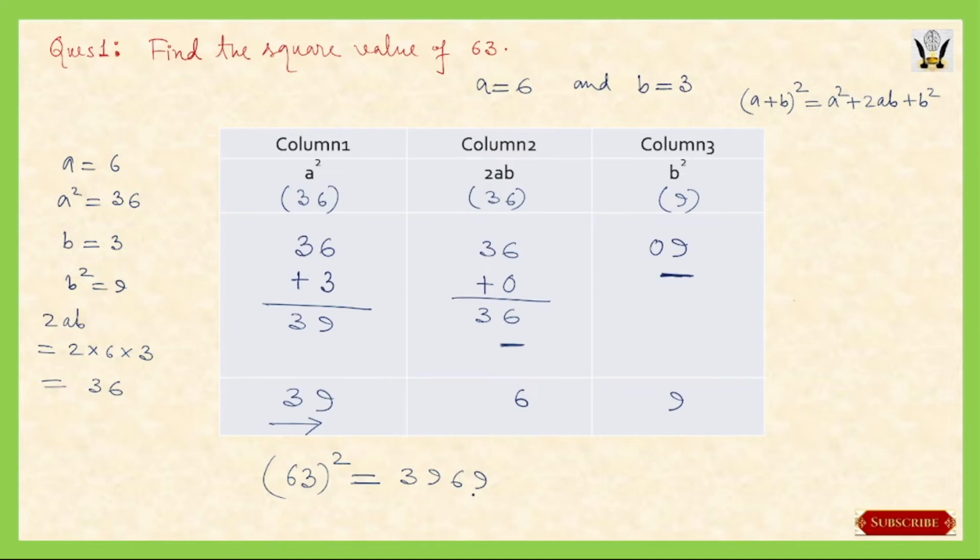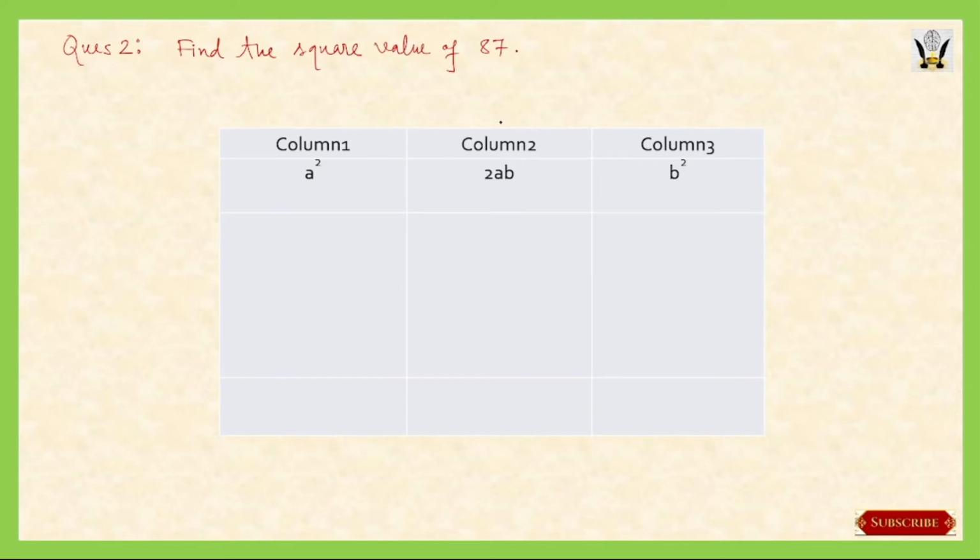Now next we will solve another example using this column method, and for that we have taken 87. So again we will take A as 8, the digit that we have at tens place, and B as the digit that we have at ones place, so B is 7. Again we will use the same identity. Under column 1 we have A square, under column 2 we have 2AB, and under column 3 we have B square. A is 8 in our case, so A square will be 64. B in our case is 7, so B square will be 49.